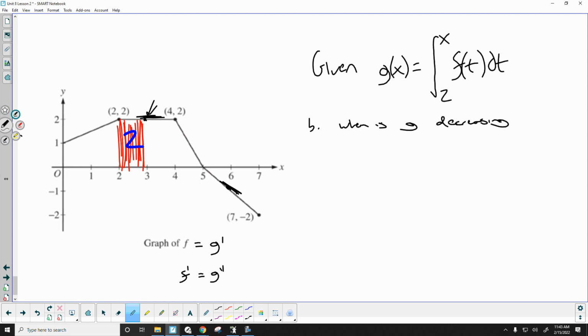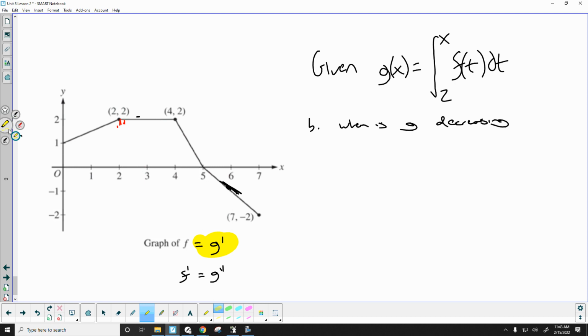Don't say 4 to 7. Don't say 4 to 5 and 5 to 7. You are given the graph of f. This is not the graph of G. This is the graph of its derivative. This is G prime.